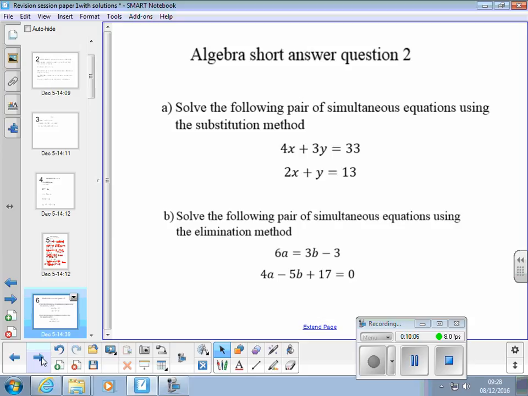Next one is algebra short answer question 2. Solve the following pair of simultaneous equations using the substitution method. Solve the following pair of simultaneous equations using the elimination method. We are starting at 9:28, so we'll finish at 9:38.